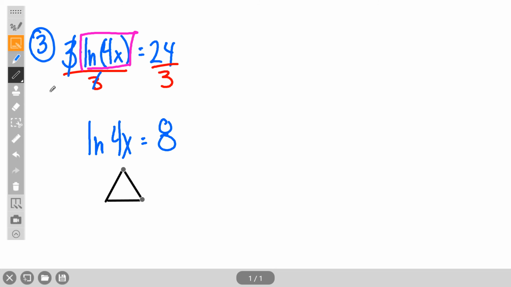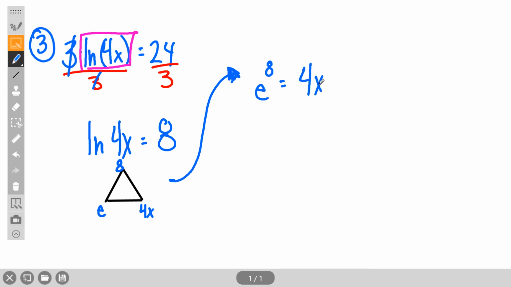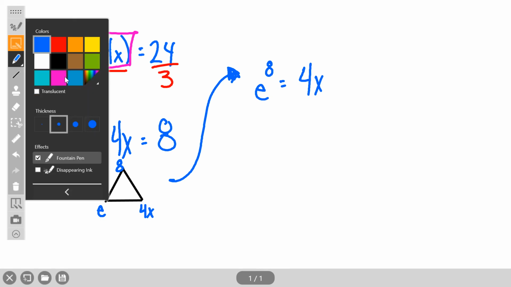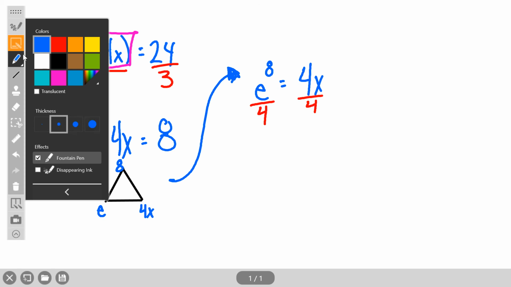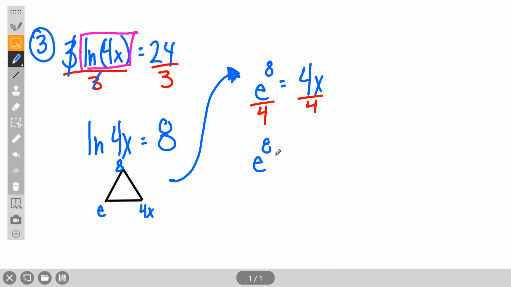Currently it's in log form, which means that the base is e, of 4x equals 8. So rewriting this in exponential form would be e to the 8th power equals 4x. I can now solve this for x by dividing by 4. So e to the 8th power over 4 is equal to x. And I can now use a calculator to evaluate this, e to the 8th over 4.